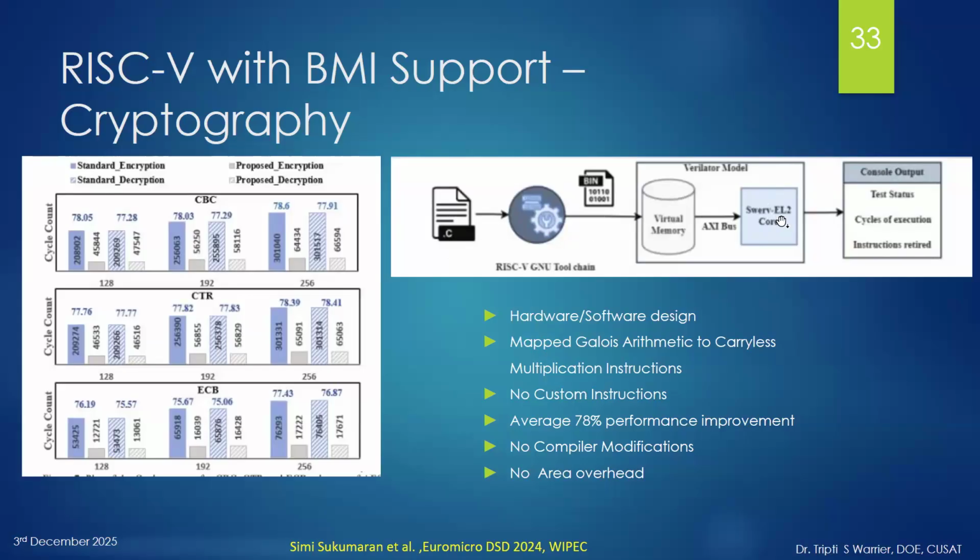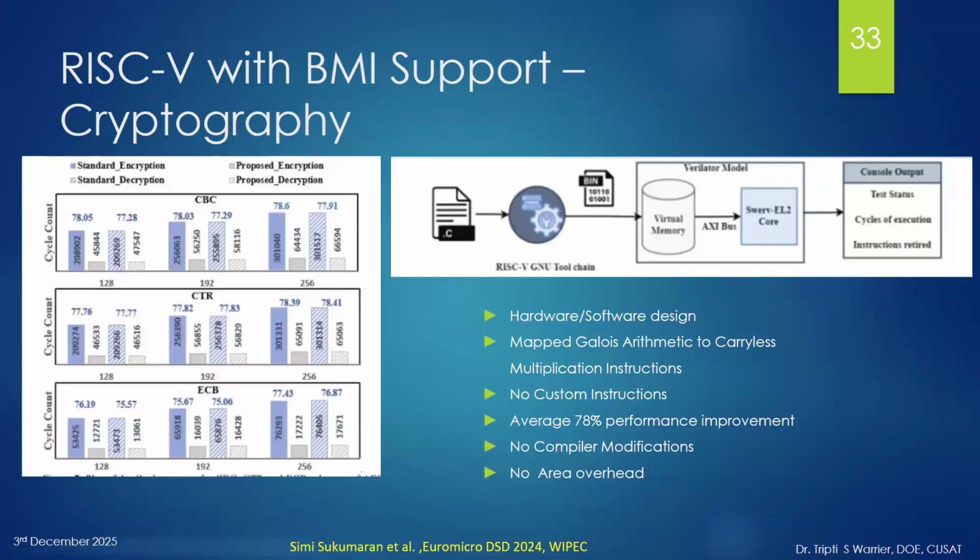That is, we used SweRV core, which has bit manipulation as Zbc, that is carryless multiplication, already, and ran this application and looked at what happened by looking at the number of cycles that were executed. So we see that if your core already has this carryless multiplication instruction set extension from bit manipulation, without a custom instruction itself, for these AES we were able to get 78% improvement.